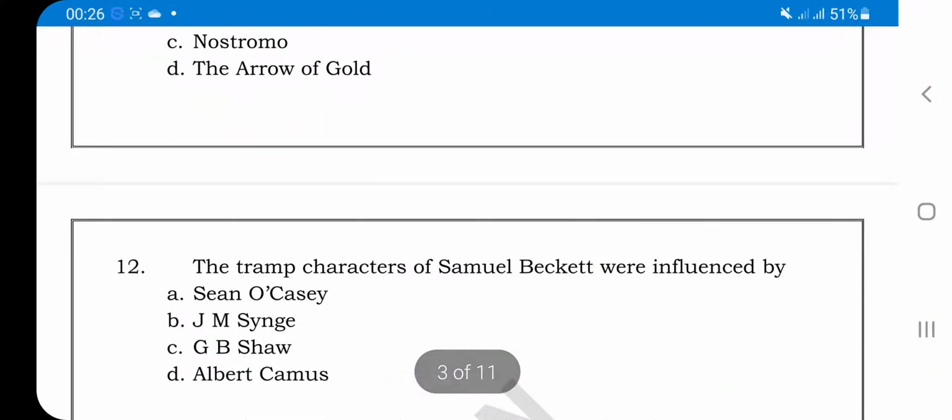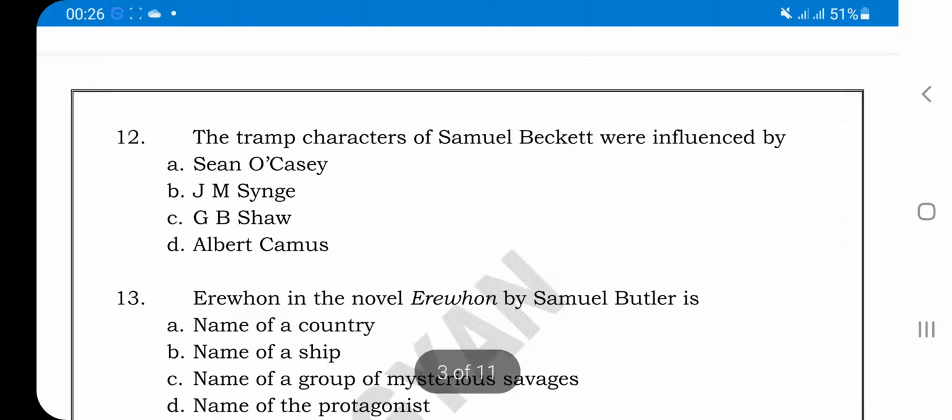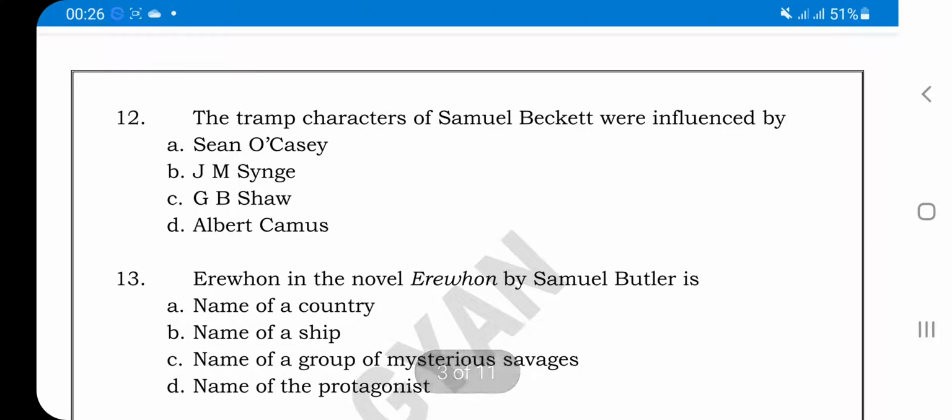These are some questions. The tramp characters of Samuel Beckett were influenced by. This is also a very special question, close to my heart. So the characters really, you know, help us. Twelfth one, I think C is the answer.